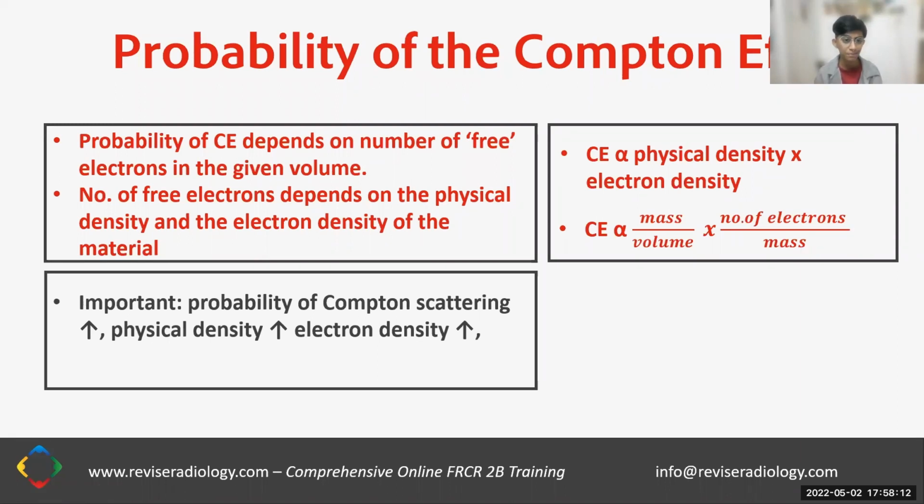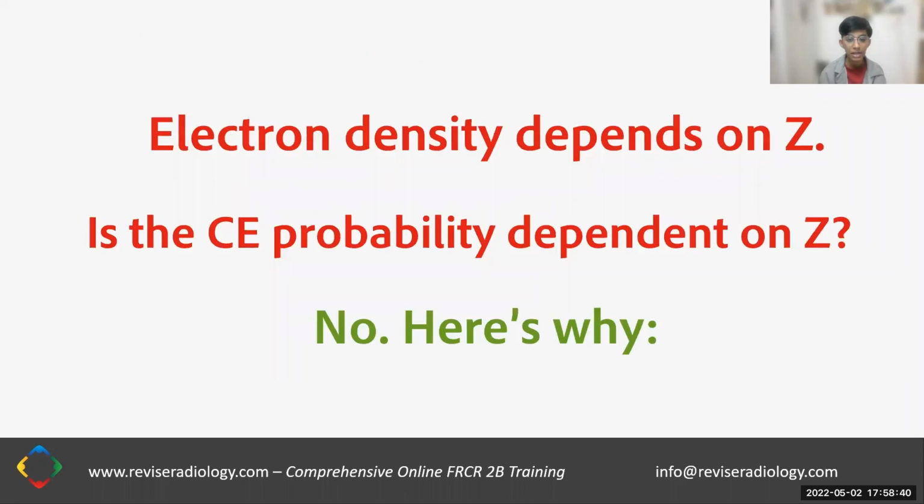Okay, so once again, let's talk about the number of these type of scatterings which are happening, the probability of this effect occurring. And the probability depends on the number of free electrons. Now, the number of free electrons depends on the physical density and the electron density of the material. So probability of Compton scattering will increase as the physical density increases and the electron density increases. So you can imagine that the probability of Compton scattering is greater in bone than in air, because the physical density of bone is greater than air. So that's a good way of thinking about it.